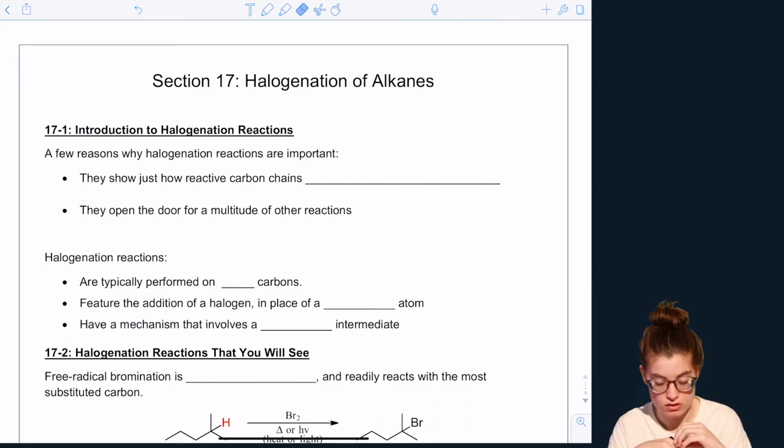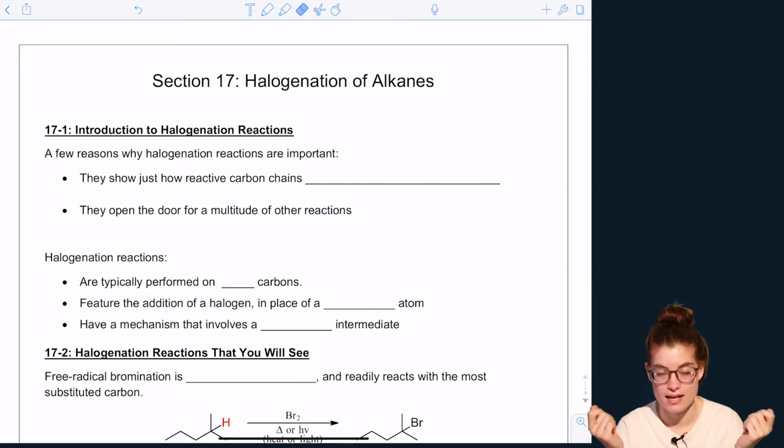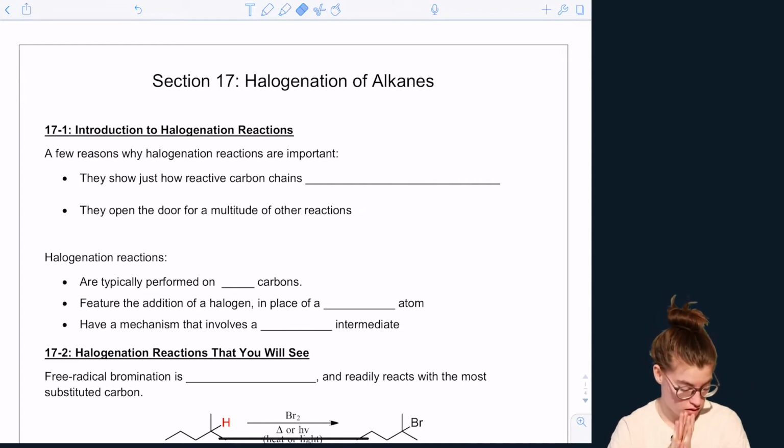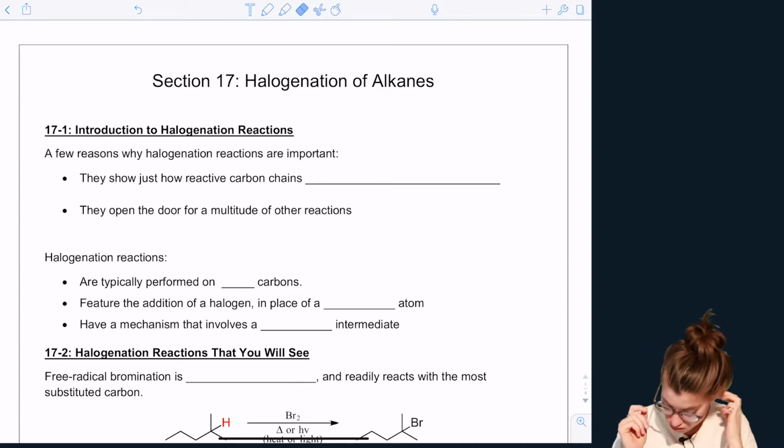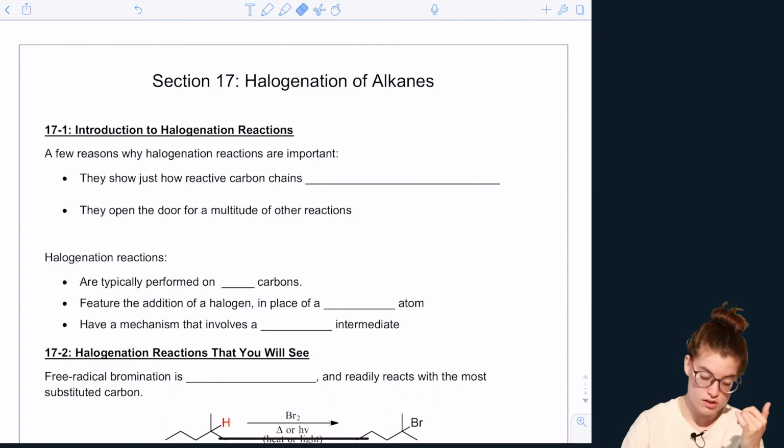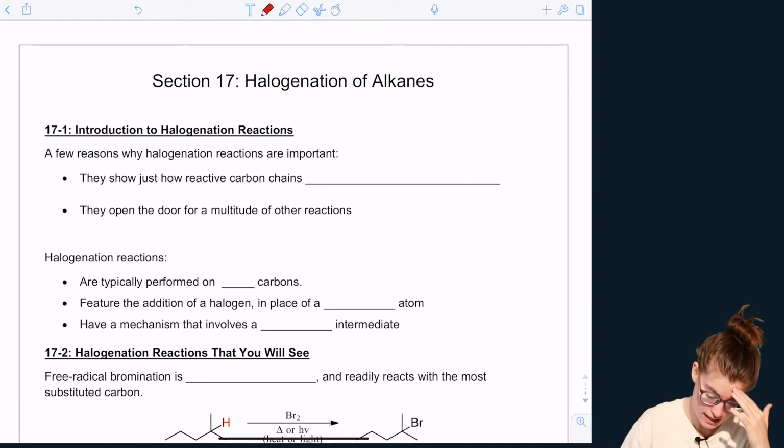17 is about halogenation of alkanes. All right, so let's just jump right into it. There are a few reasons why halogenation reactions are so important. Firstly, they show just how reactive carbon chains can be.